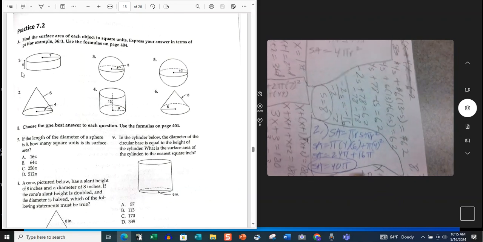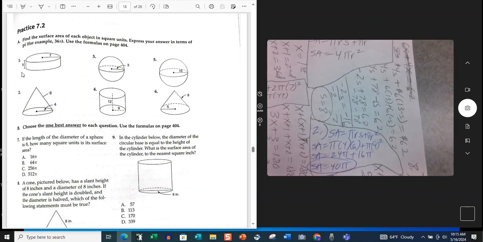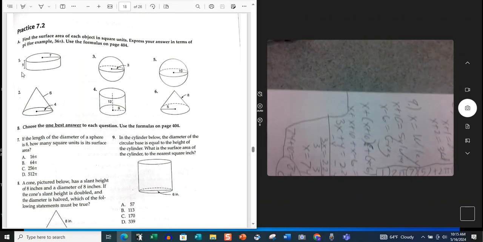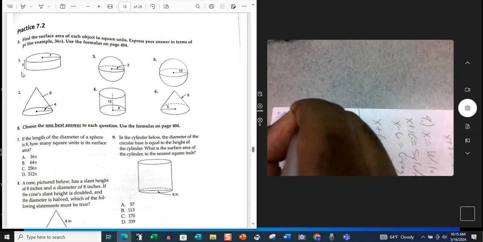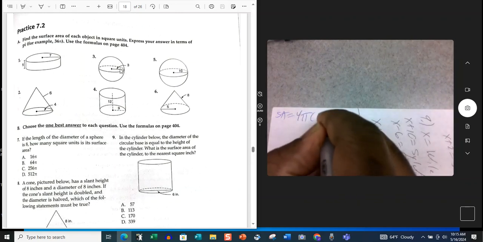Now we go to problem 3, which is the surface area of a sphere, which we have here, which is 4 pi radius squared. So now we go to the surface area of a sphere. So we have 4 times pi, and then we have to find the radius. The radius here is 3, and that's supposed to be squared.